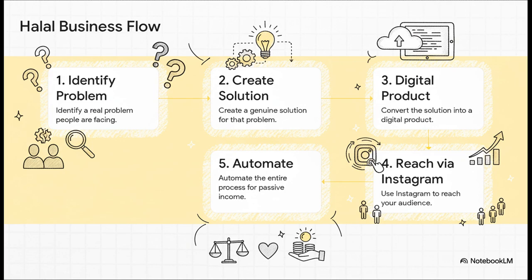Step 1, you identify a real problem that people are facing. Step 2, you create a genuine, helpful solution for that problem. Step 3, you convert that solution into a digital product, like a guide or a short course. Step 4, you use a platform like Instagram to reach the right people. And finally, Step 5, you automate the entire process so it can run even when you're not online.